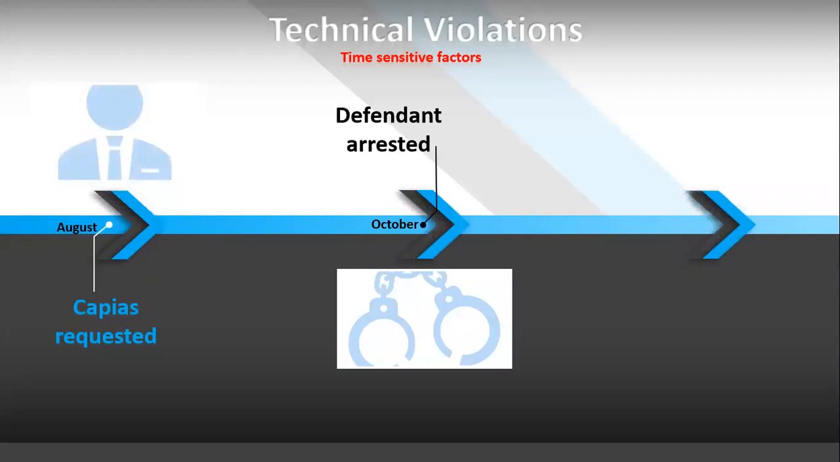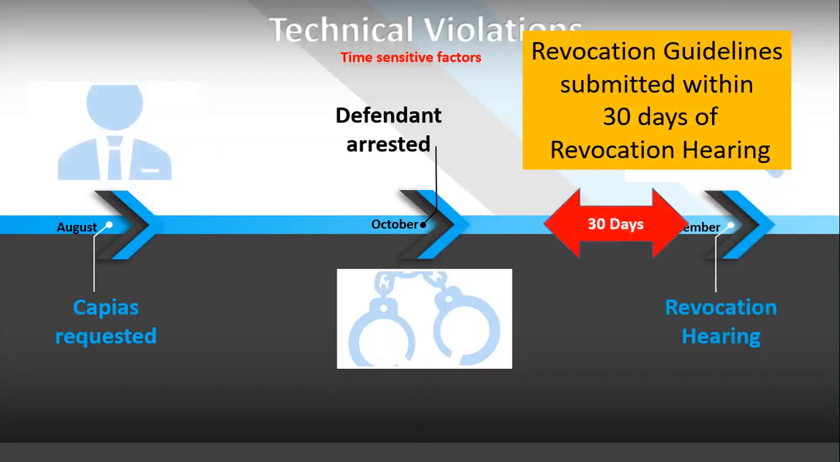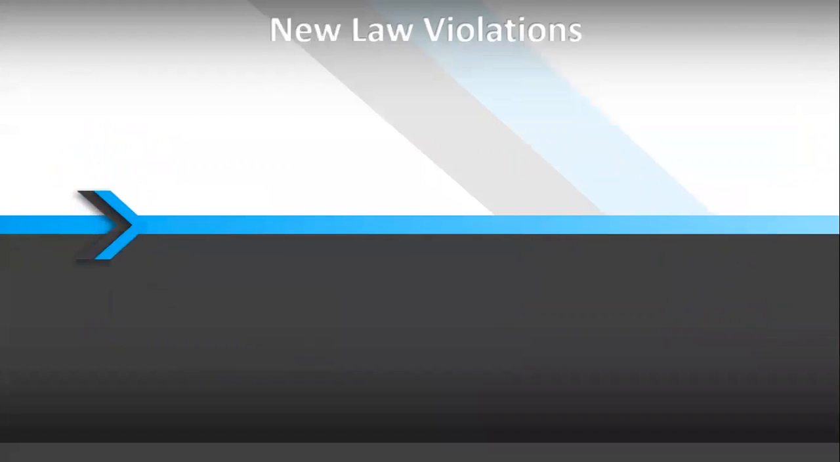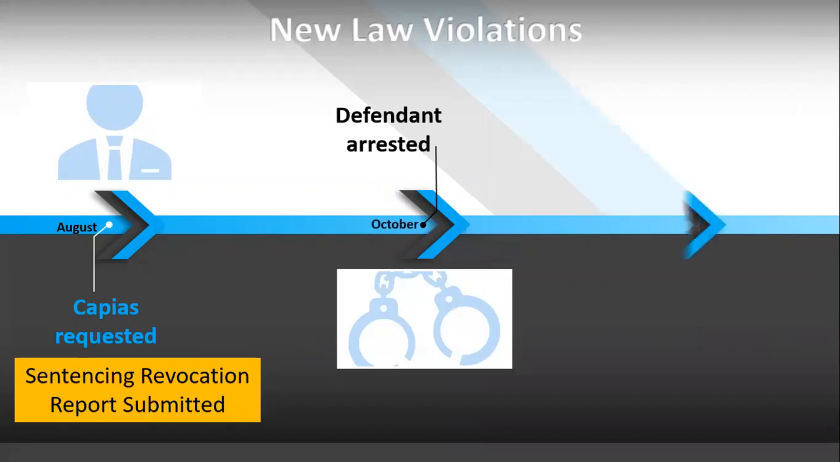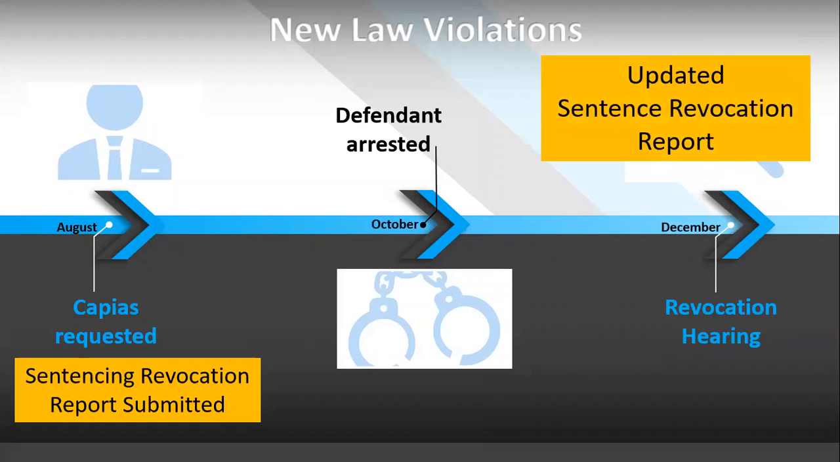Now, our rule for submitting the probation violation guidelines is that the probation violation guidelines be submitted within 30 days of the revocation hearing. The reason for that is that some of the factors on the worksheets are time sensitive. And if you submit the probation violation guidelines prior to 30 days of the revocation hearing, then some of those factors can change, which would have an impact on the recommendation. Now, if the sentencing revocation report was submitted when the capias was requested for new law violations, you must make sure that at the violation hearing, the judge has an updated sentencing revocation report.